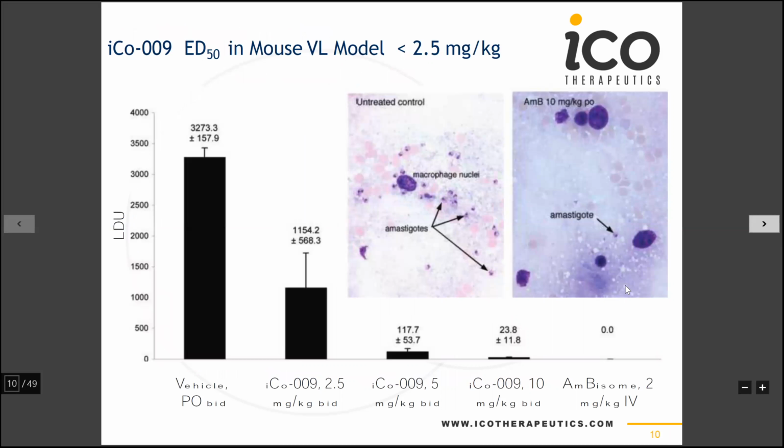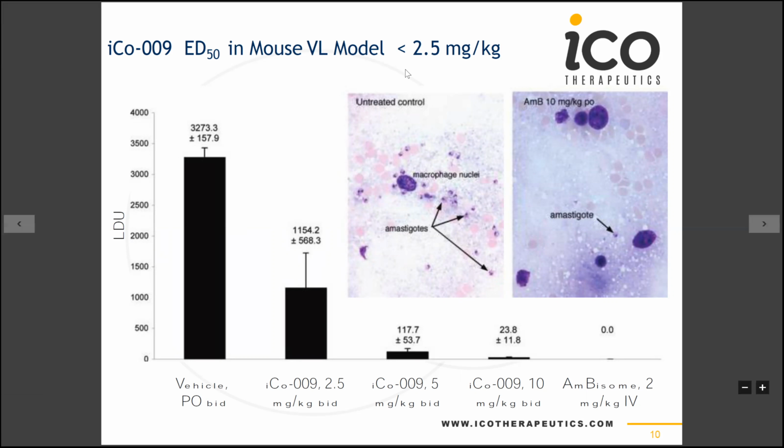In this next slide, we're showing you the same thing, but as a dose response. And so again, the LDU is on the y-axis. This is the amount of parasite that's loaded up into the liver. Here we have the vehicle control. And then at 2.5, 5, and 10 mg/kg, BID for 5 days. And what we found is that we had an ED50 of less than 2.5 milligrams per kilogram with our formulation.